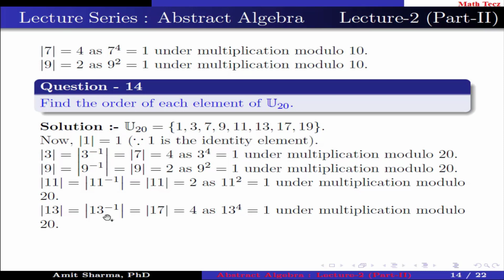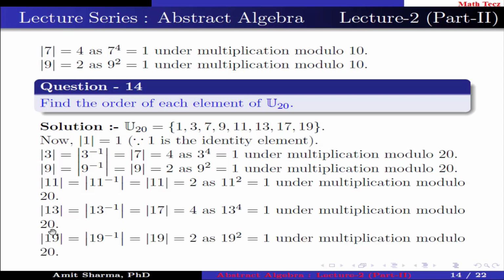Now, 13 inverse in U20 is 17, which means the order of 13 equals the order of 17, which is equal to 4 because 13 raised to the power 4 equals 1 under multiplication modulo 20. The order of 19 equals the order of 19 inverse. Now, 19 inverse in U20 is 19 and the order of 19 is 2 as 19 square is equal to 1 under multiplication modulo 20.